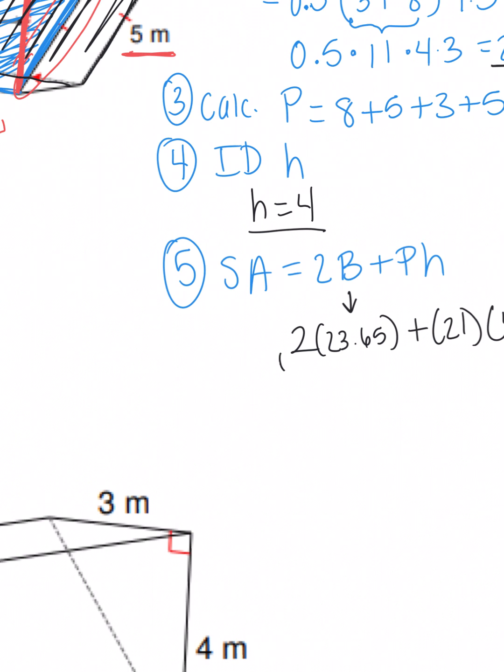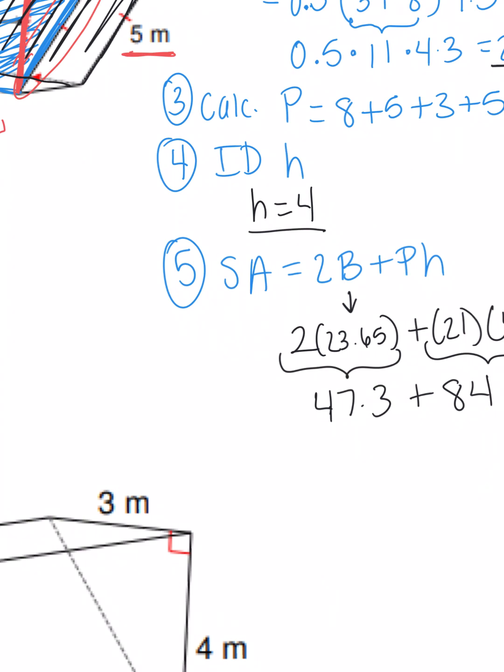So if I multiply 2 times 23.65, that's going to give me 47.3. And if I multiply 21 times 4, that's going to give me 84. When I add those, I get 131.3. My units would be meters squared.